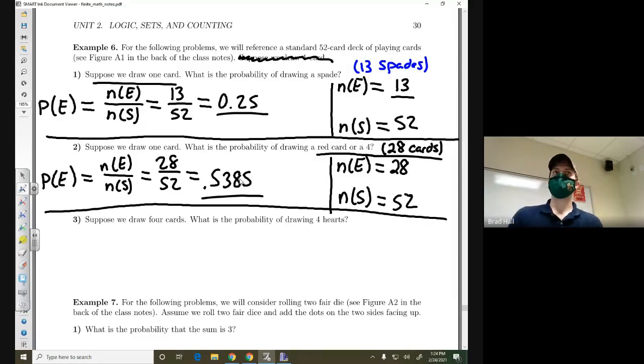And let's look at the last part. So now we're drawing 4 cards, not 1 card, 4 cards. What is the probability of drawing 4 hearts? Yeah, we're talking about cards. What's this hearts thing all about? Hearts is one of the suits. So 4 cards, what's the probability of drawing 4 hearts? Let's figure out the number of hearts first.